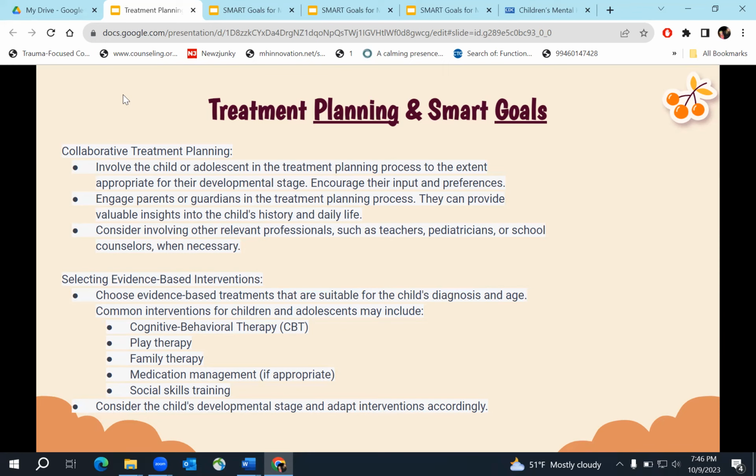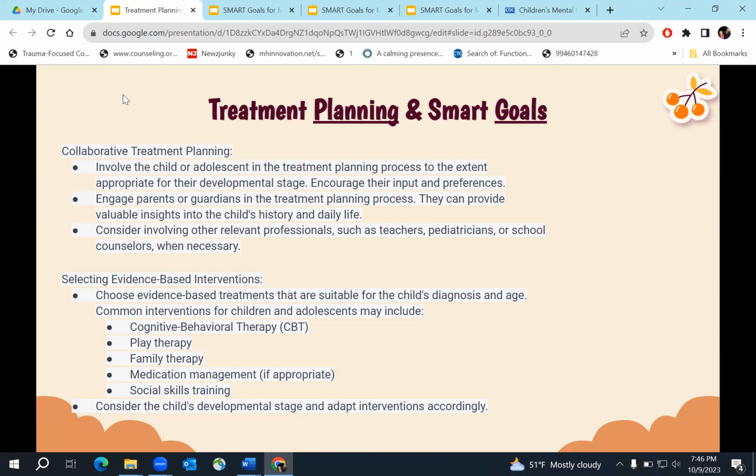Right? Kids are not going to change. Behavior is not going to change unless kids have input into that. That's going to look very different in a 5-year-old than it's going to look in a 15-year-old, however. So you want to make sure that you're involving the child or adolescent as much as developmentally appropriate.